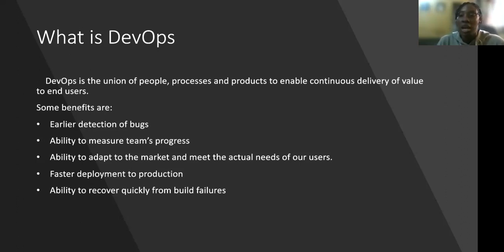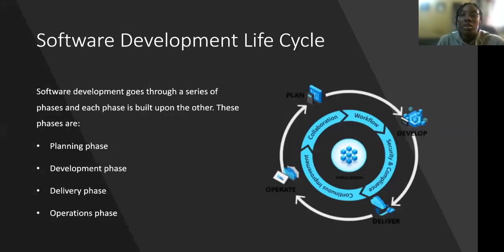The thing is, when you have all these different people working together as a team, the flow of information will be quicker and faster. So if there's any break at any point in your deployment, anyone who is in charge will get notified quickly and can fix that. So let's look at the software development life cycle. Software development goes through a series of phases, and each phase is built one on top of the other.